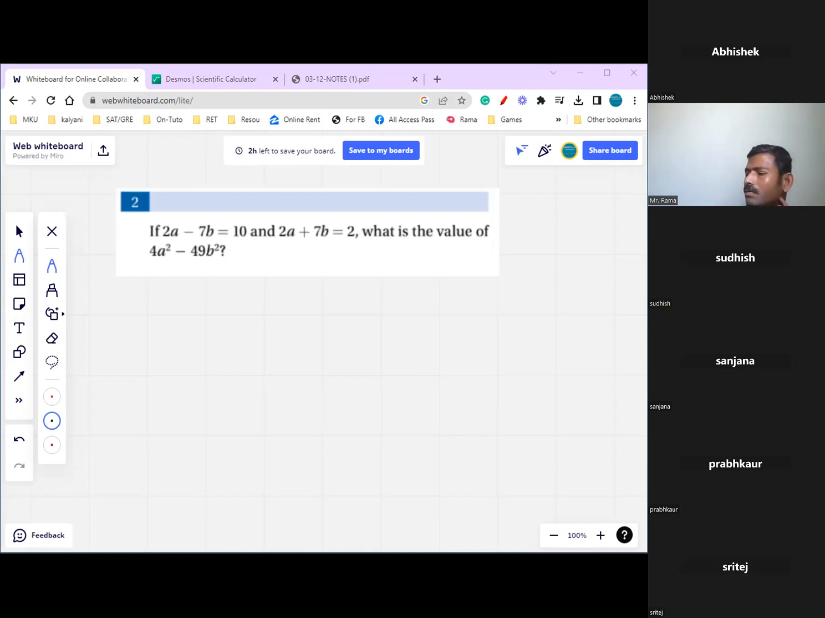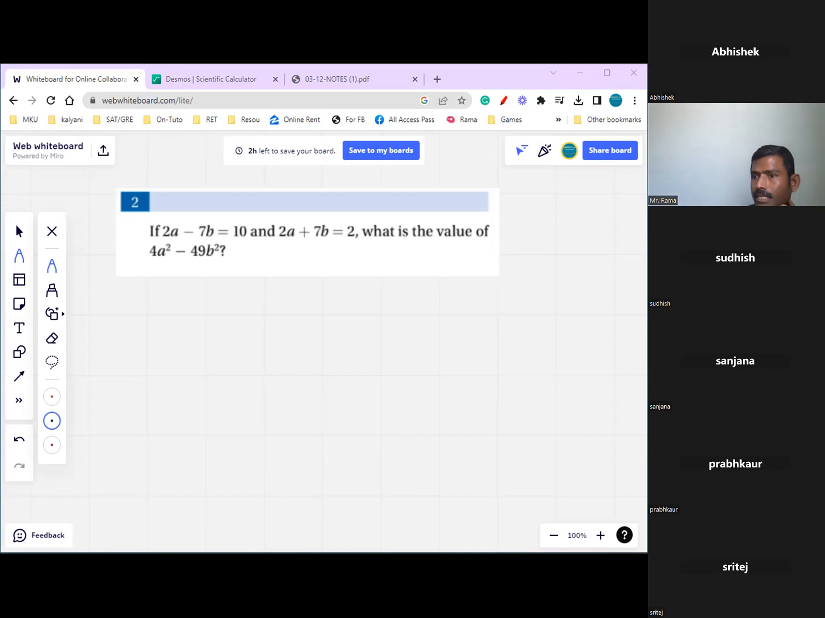So first of all, when you look at these questions, 2a minus 7b is 10, 2a plus 7b is 2. Sometimes when you answer these types of questions, the first thing our mind is going to say is how the teacher teaches in this classroom, like including me.